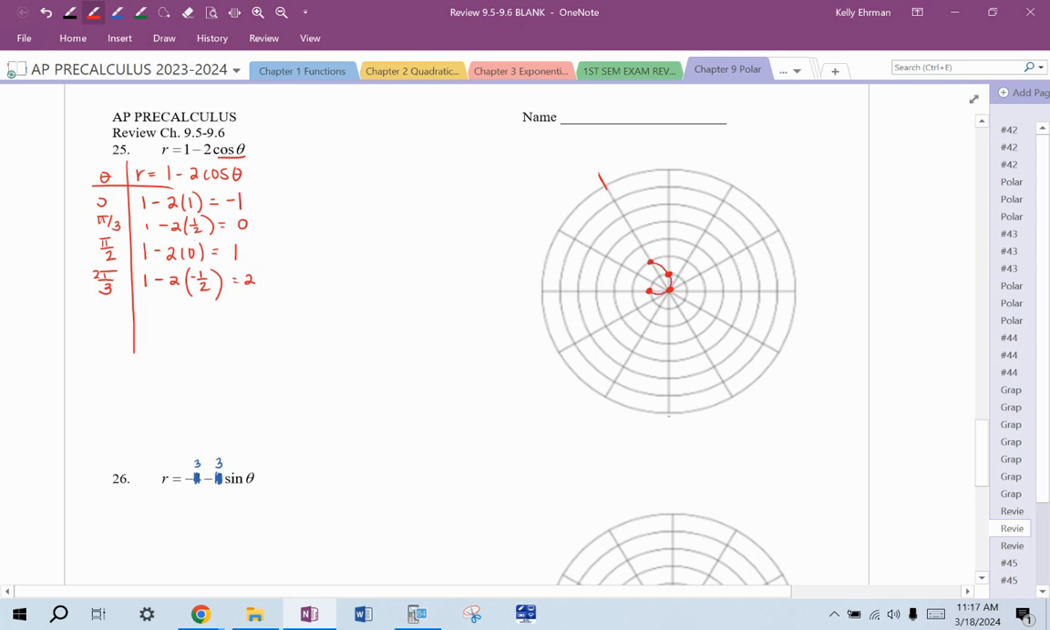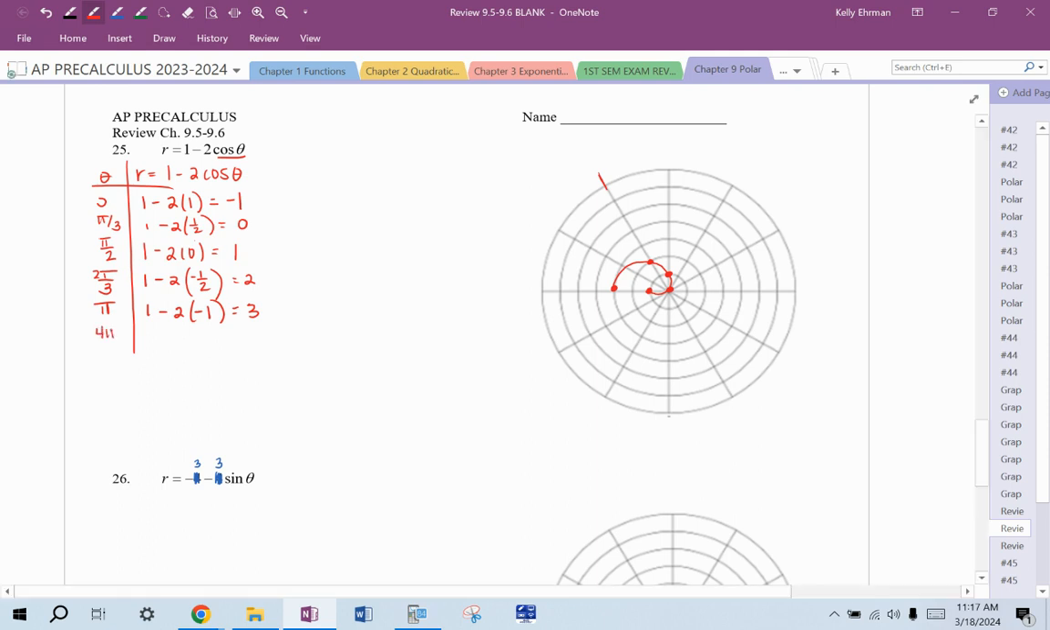Okay. All right, so then let's plug in pi. That's next. 1 minus 2 times cosine of pi is negative 1. That's 1 plus 2 is 3. So face pi and go 1, 2, 3 units forward. Now you're here. Now you might be able to use symmetry at this point. This definitely has to be an inner loop type of limaçon, I think it is. But if you're not sure, just keep going.